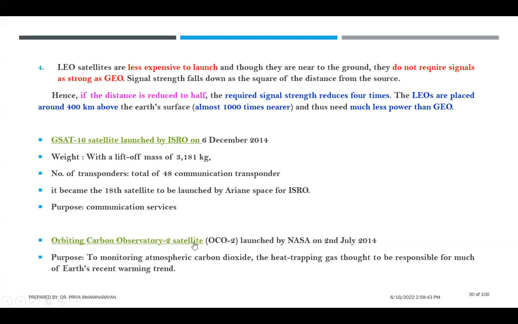During the same period, in the year 2014, NASA launched one more satellite. The satellite's name is OCO-2, the Orbiting Carbon Observatory 2. The satellite was specially launched to monitor atmospheric carbon dioxide, because we already know that we are suffering from the global warming issue. For that purpose, NASA launched a special satellite for monitoring the carbon dioxide level.